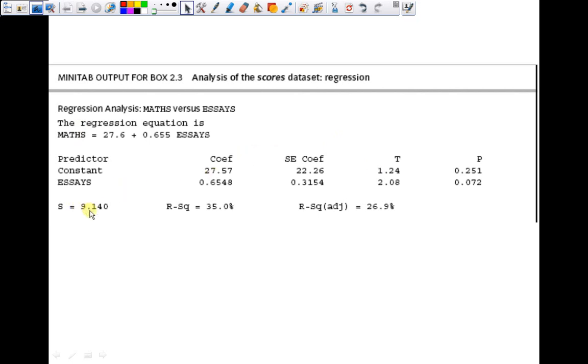And again, this is the standard deviation of the residuals. If we took the square root of 0.35, we would get our R value. Again, the slope is positive here, so our R value is going to be positive. So we would have all of those values.